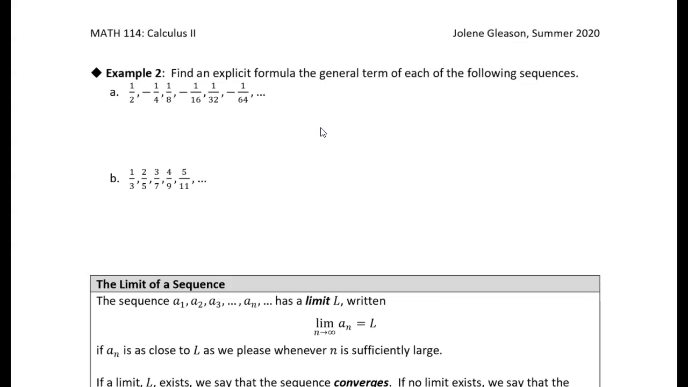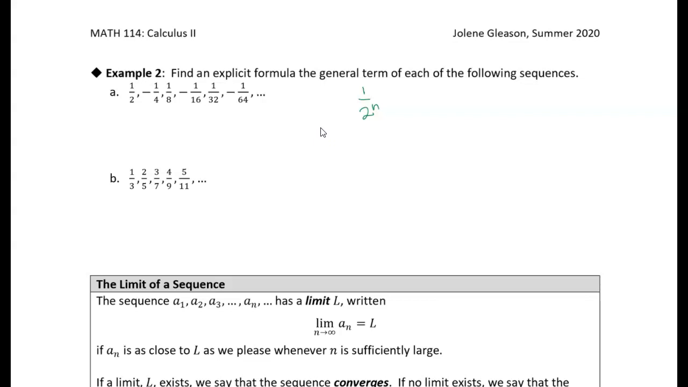So you can see what the pattern is in the denominators, right? You can see definitely a pattern in the denominators. It goes 2, 4, 8, 16, 32, 64, which is obviously 2 to the n, right? So we have a pattern of 2 to the n in the denominator. So we could write 1 over 2 to the n. Now, the numerators are all 1, so that's good.